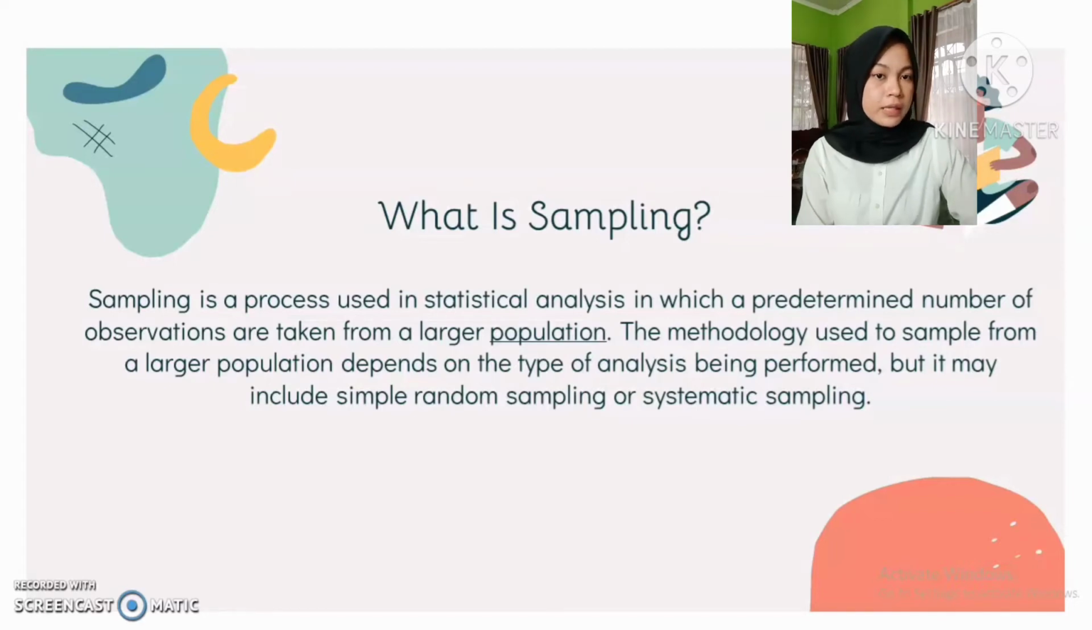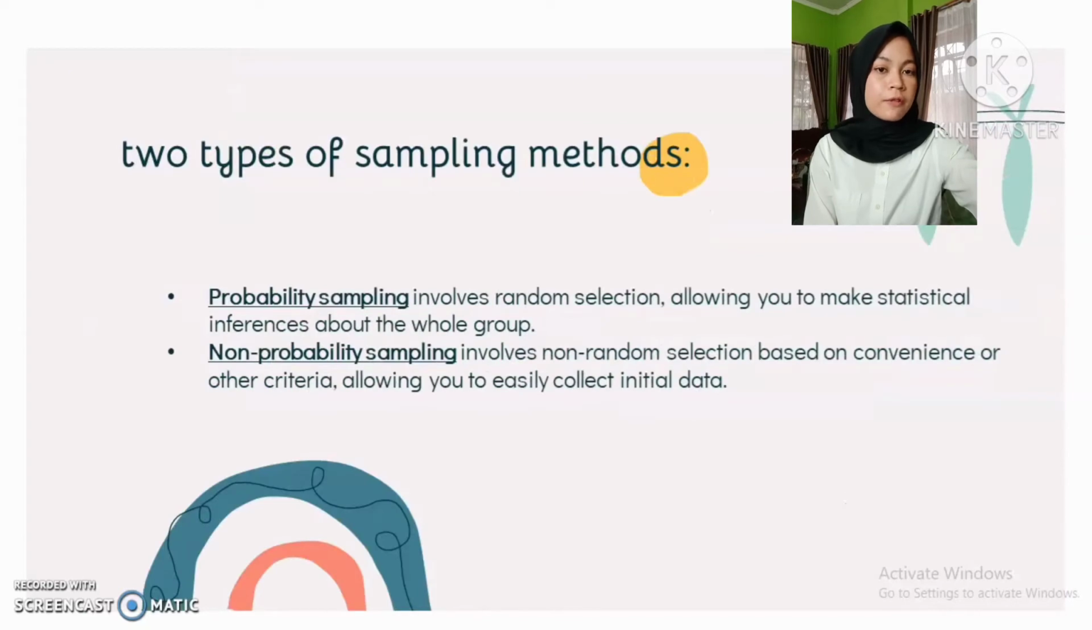So, what is sampling? Sampling is a process used in statistical analysis in which a predetermined number of observations are taken from a larger population. The methodology used to sample from a larger population depends on the type of analysis being performed, but it may include simple random sampling or systematic sampling. To draw valid conclusions from your result, you have to carefully decide how you will select a sample that is representative of the group as a whole.